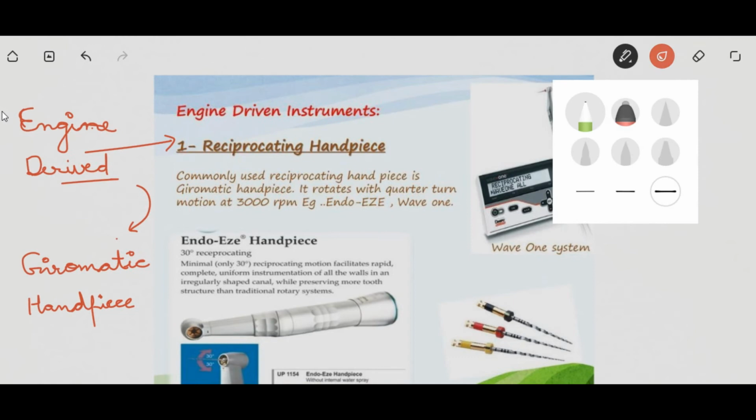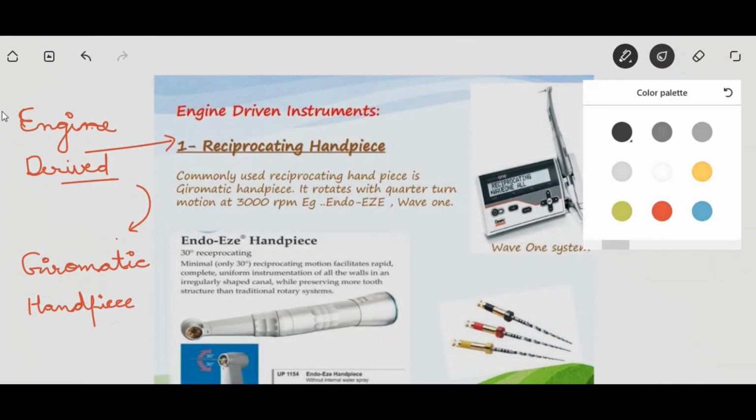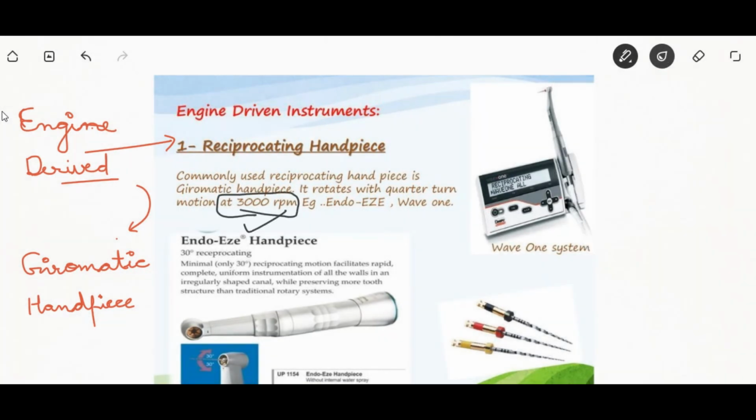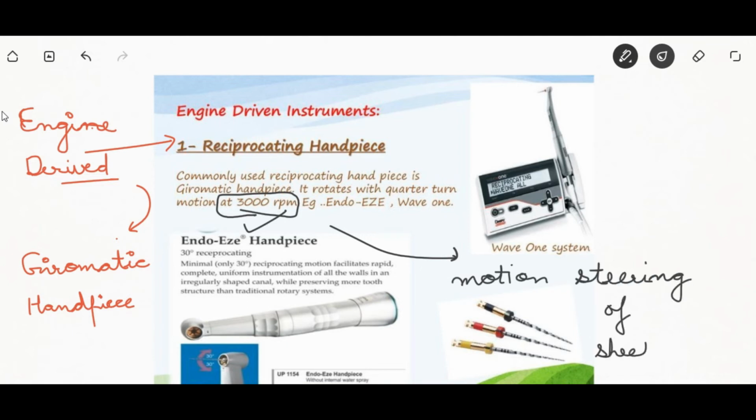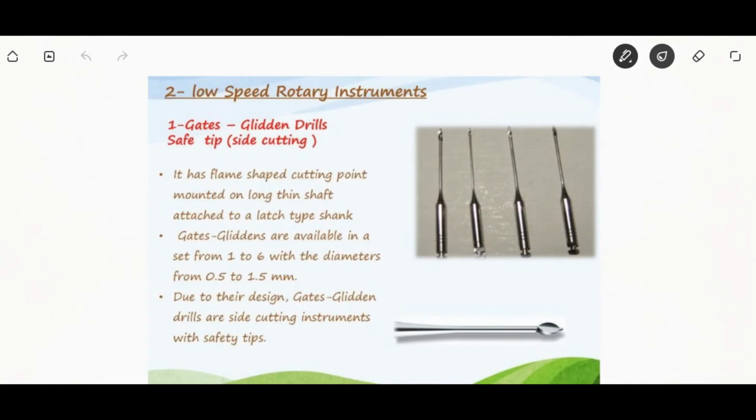Why is it known as gyromatic? Because this motion, that is quarter turn to and fro, resembles the steering of a ship. So that is why it is known as gyromatic. This handpiece will use latch type of instrument. A clinical tip: while using this engine driven reciprocating instrument, the accessibility to the apical foramen must be made with the hand instrument first.